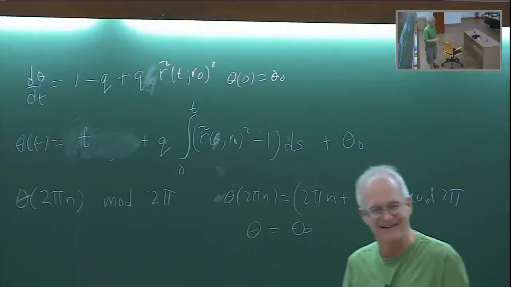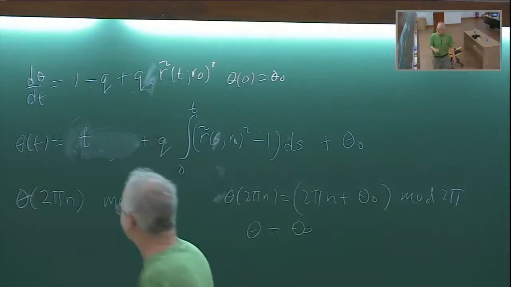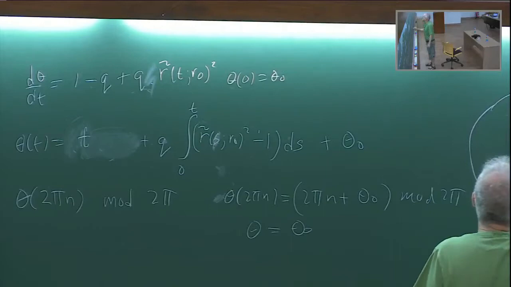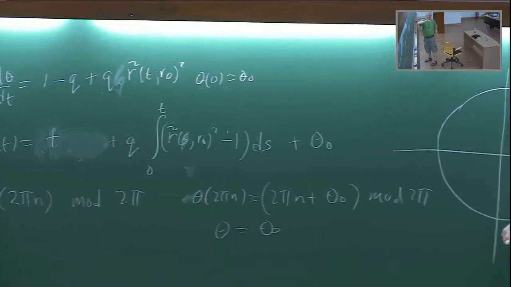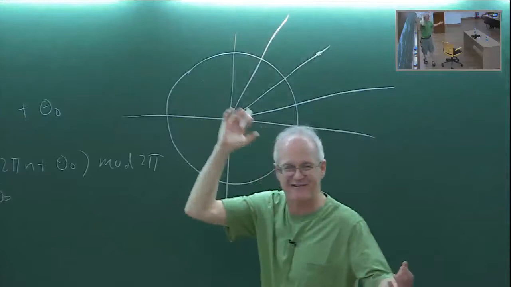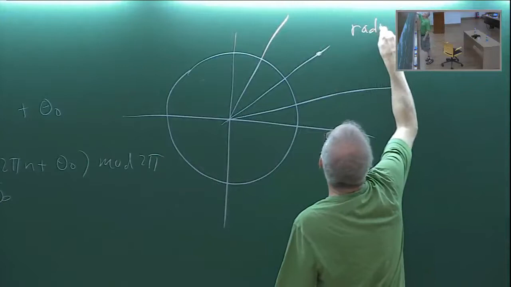Does everybody see that? So what's great about this is, you draw this again. If we start here, then the isochrones are just the radii of the circles. So people call this thing the radial isochrone clock.